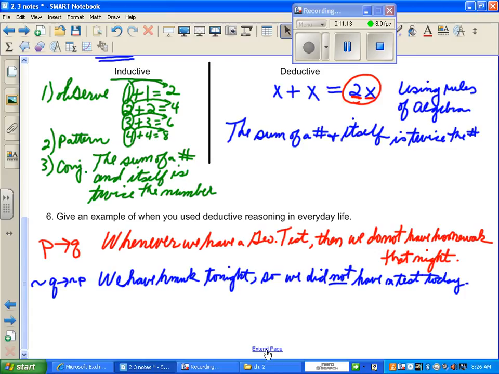Alright, that concludes the examples, and hopefully it makes sense to you for section 2.3, and good luck with your homework.